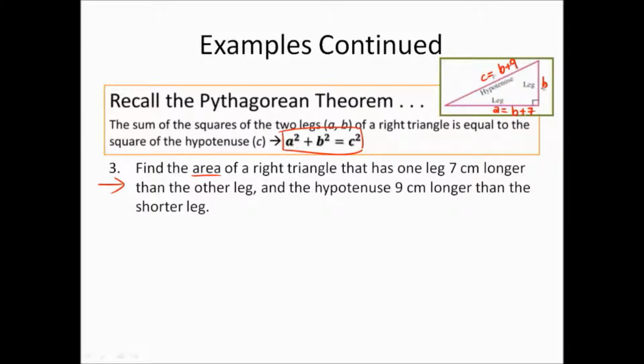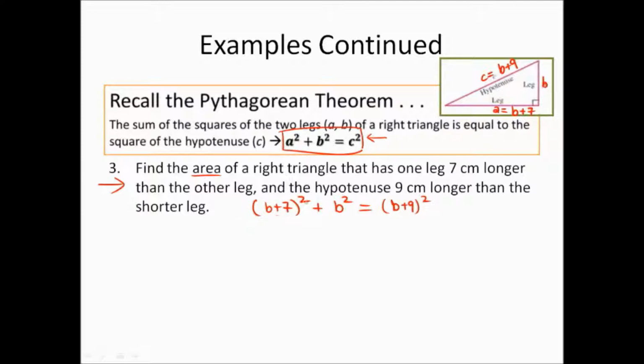So we can see that we have B plus 7 and B as legs and B plus 9 as the hypotenuse. They want the area, but in order to find the area, we need to have the lengths of the sides. So we need to have B, which is our height in this case. So maybe we can use our Pythagorean theorem to our advantage. In order to find B, we could relate all three of these sides as A squared, which is B plus 7, plus B squared equals C squared, which is the longest one squared. Alright, let's continue.